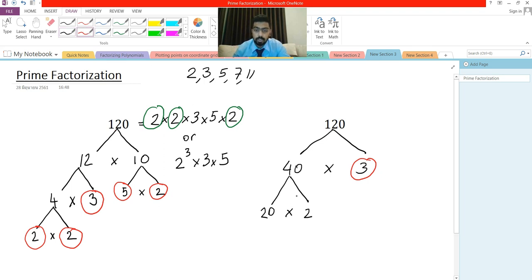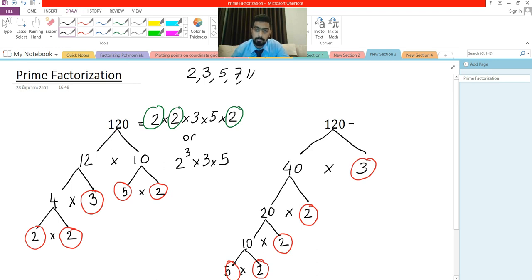And again, we see that 2 is a prime number. I'm going to circle it. And 20 can be done more. 20 can be broken down to 10 multiplied by 2. Yes, guys, and we see 2. We circle them again. And we see 10 can be done more because we know that 5 times 2 is 10. So we write 5 times 2. And both of them are prime numbers and we are going to circle them.